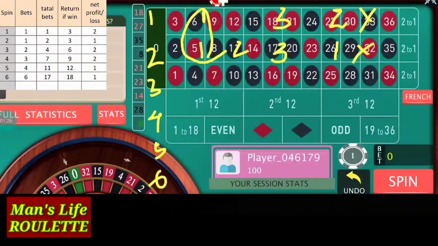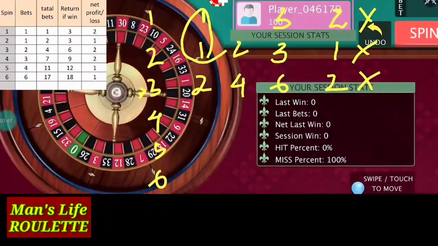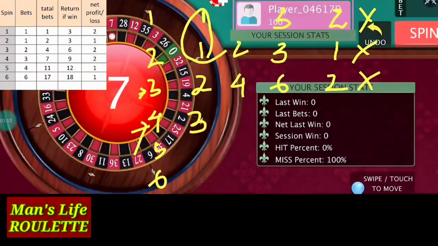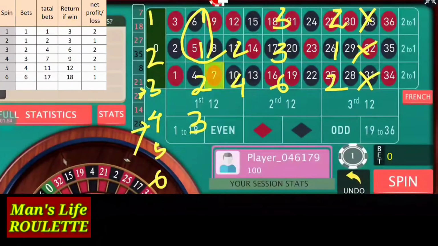Suppose you lose this spin also, then you have to play the third spin where you will put $2, and the total bets will be $4, and if you win then you will get back $6, so your profit will be $2. Again, if you lose this spin also, then you have to play the fourth spin where you have to put $3 bets at any of the dozen, then the total bets will be $7, and if you win you will get back $9, so that your profit will again be $2.